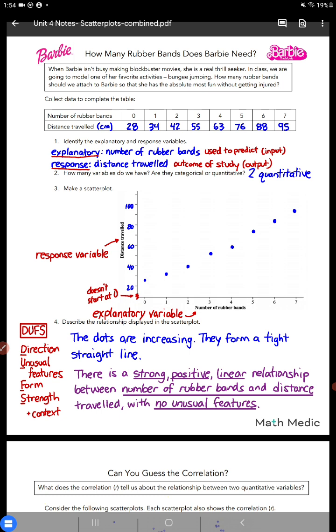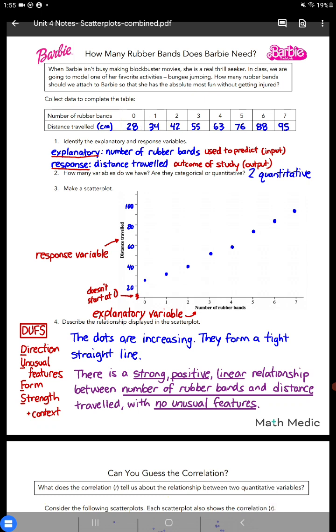Okay, so in this case, both of our variables are quantitative, and that's important because if it wasn't quantitative, we would have a difficult time drawing the scatter plot on number 3. Okay, so what's a scatter plot? A scatter plot consists of an x and a y axis, and we graph our explanatory variable on the x, we graph our response variable on the y, and what we're going to do is plot each of the points from this table. So our first point will be 0, 28. Our second point would be the point 1, 34, and so on.